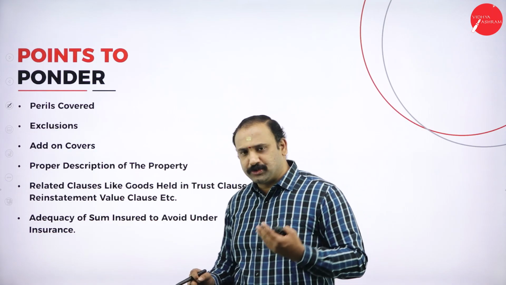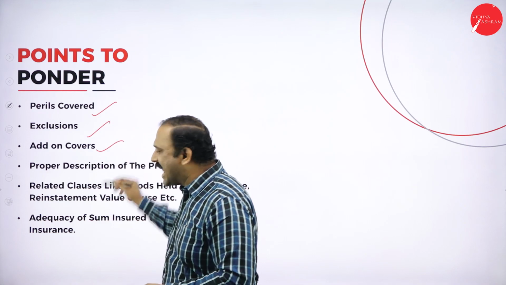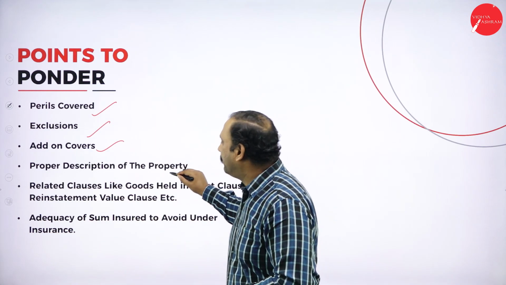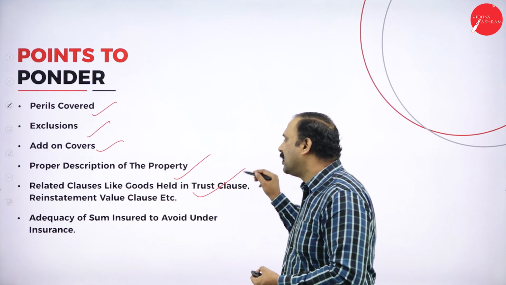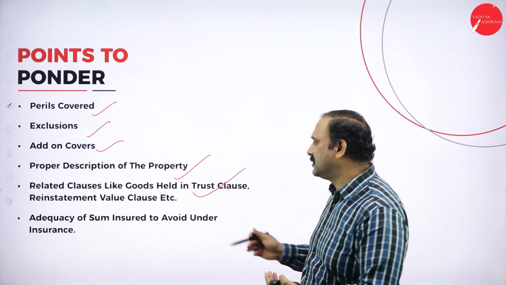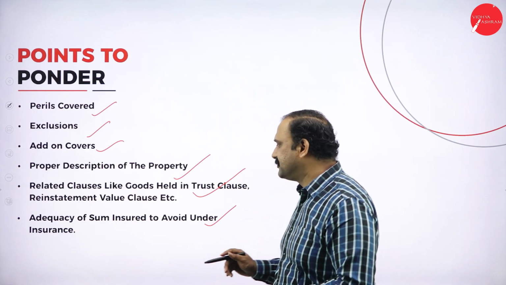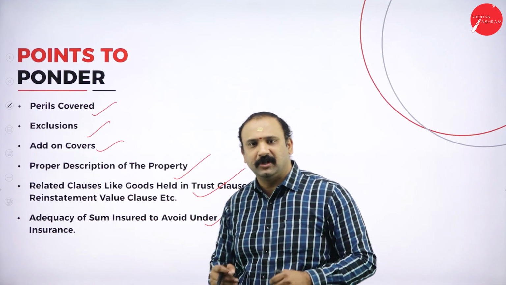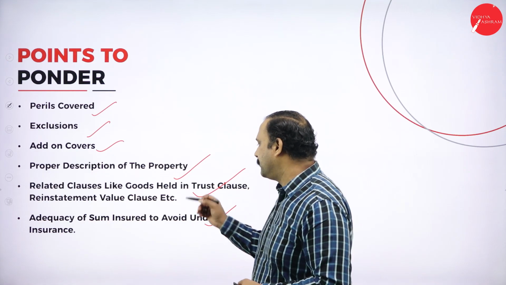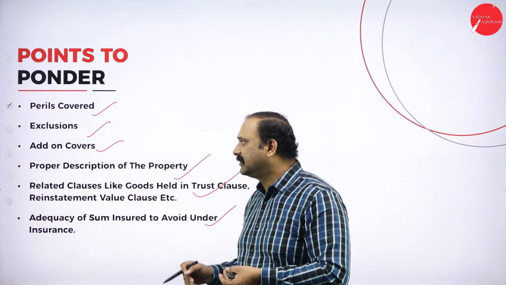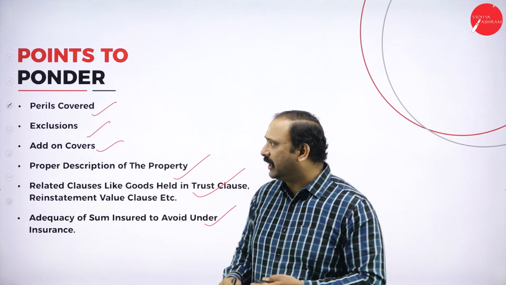Now the next points to think about are the perils that are covered, the exclusions, the add-on covers that we are talking about, proper description of the property which is mandatory, the related clauses like the goods held in trust clause, adequacy of the sum insured in order to avoid underinsurance that we are talking about. So that is also very much important here. And then we are definitely going to talk about how the insurance factors in terms of these changes are going to be taken into account.